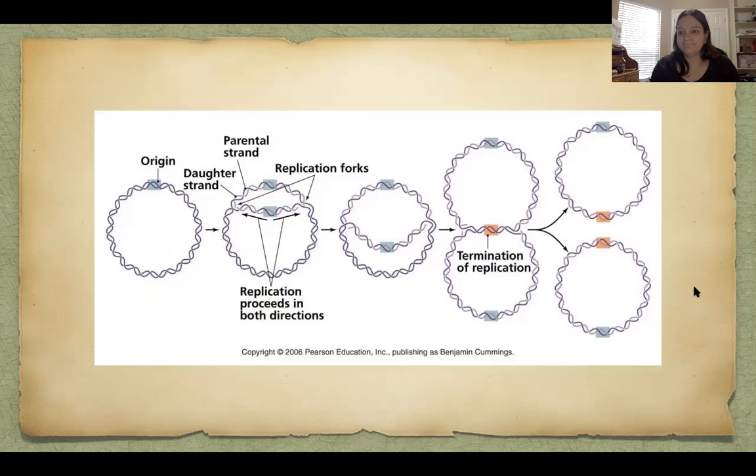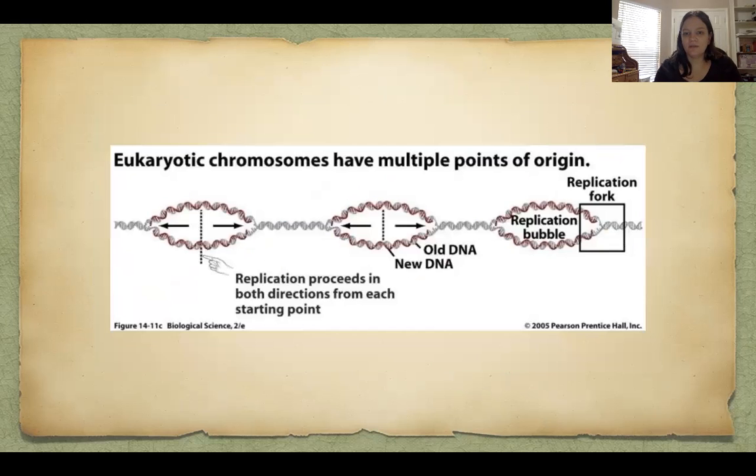So they're done. Now you have two copies of your DNA. Each one contains an original strand and a new strand. And we can go through mitosis, and those cells can each have a copy of the DNA.